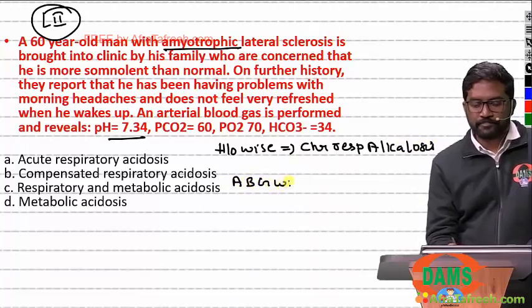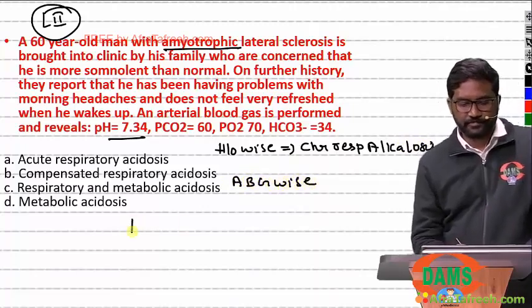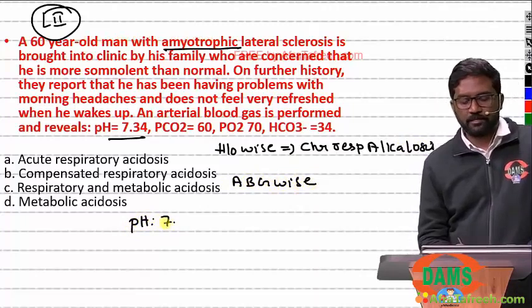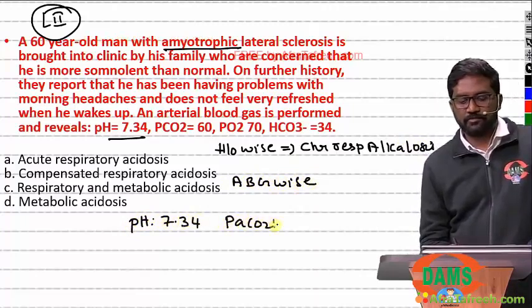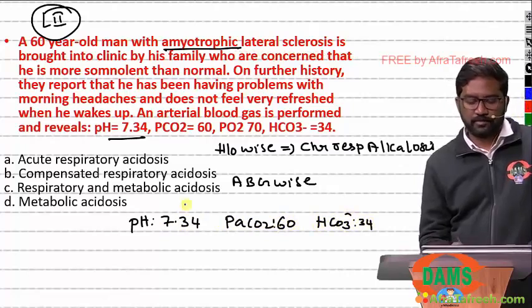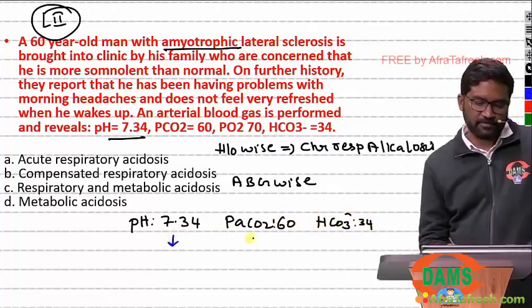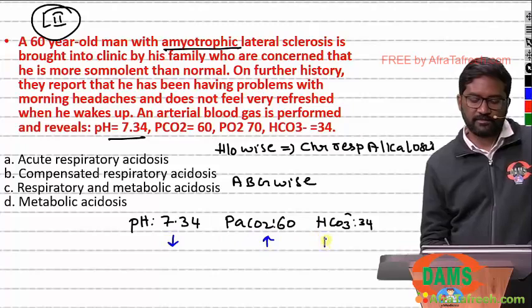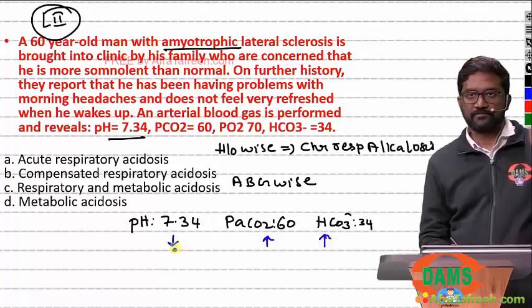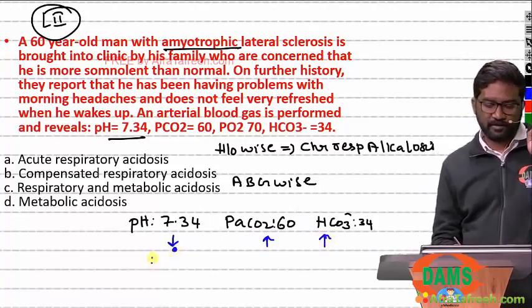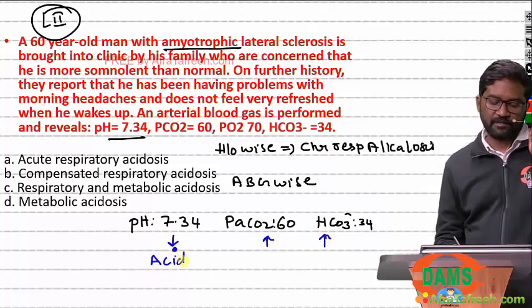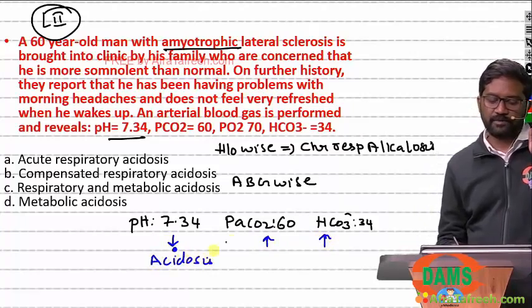Then coming to the ABG-wise approach. pH 7.34, PaCO2 60, bicarbonate 34. Quickly draw arrow marks. Reduced, increased, increased. Stepwise ABG. See the pH. First step, acidosis or alkalosis? Acidosis. Second step, what is primary?